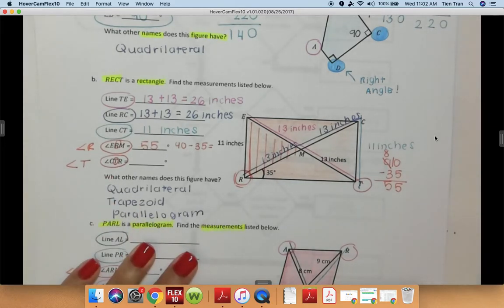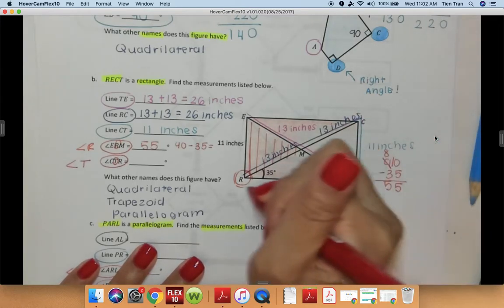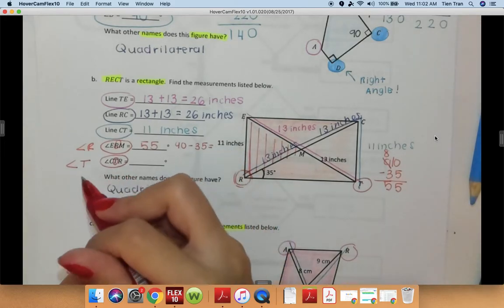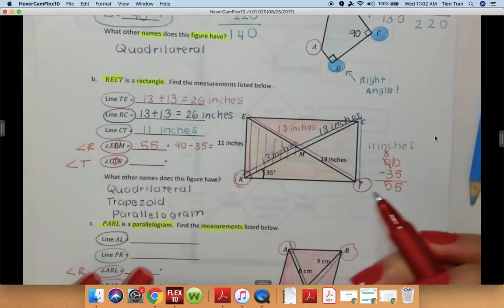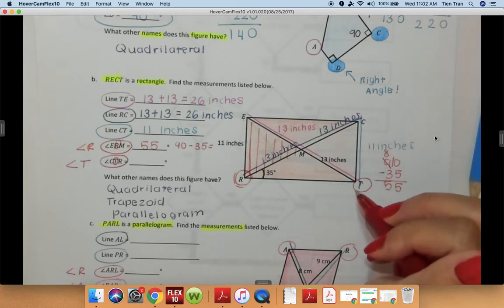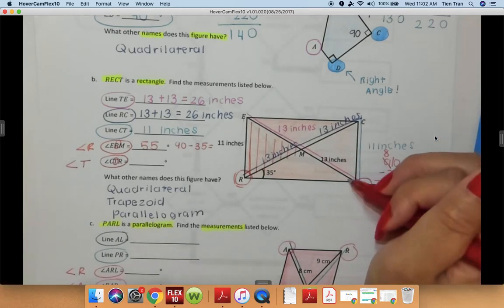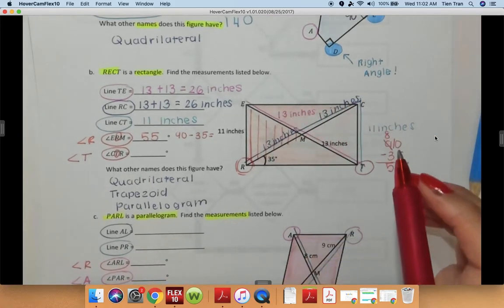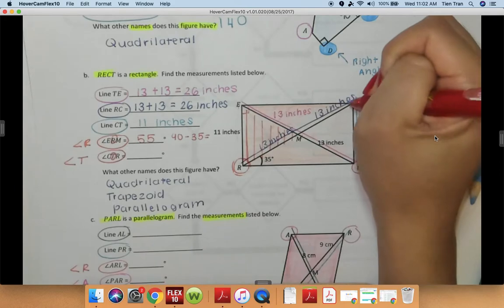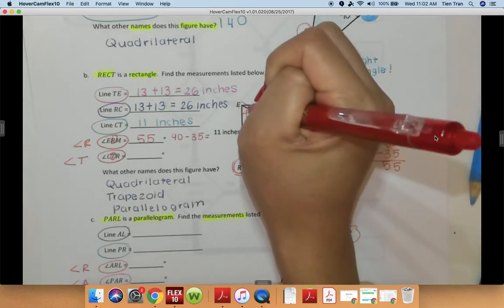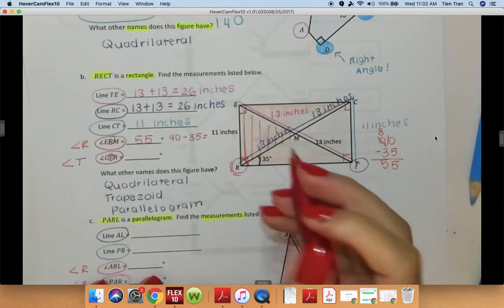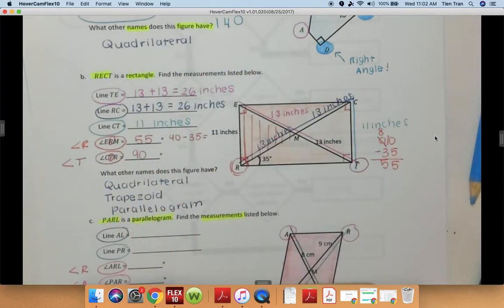My next measurement, they asked me to look for CTR. CTR. T is the middle letter, so they're asking you to look for angle T. Angle T is right here, okay? Now, I know that a rectangle has all right angles. So this is a right angle, this is a right angle, this is a right angle, and so is that one. So that means that angle T is equal to 90 degrees, okay? Now, what other names does this figure have? You can also call this a quadrilateral, a trapezoid, or a parallelogram.